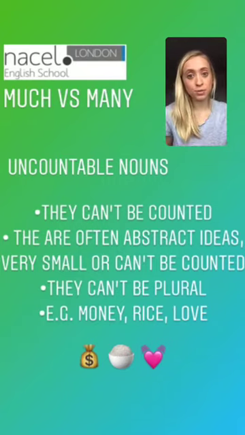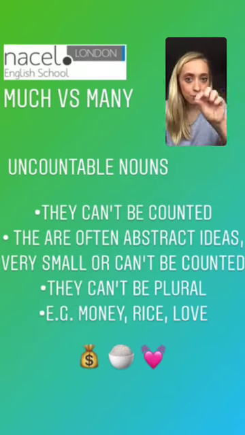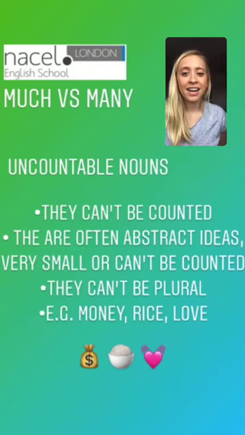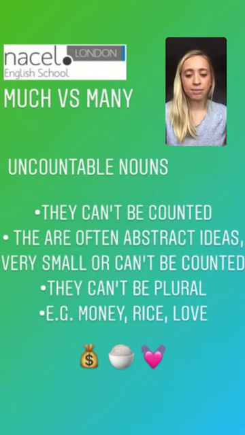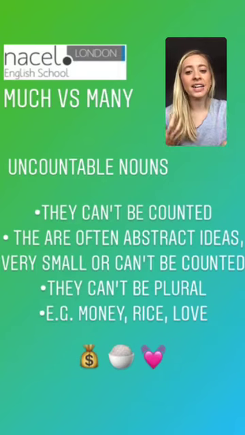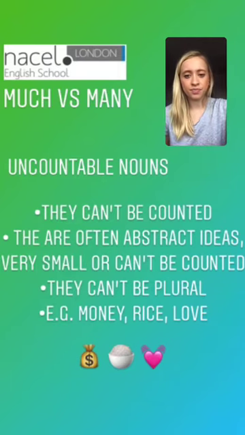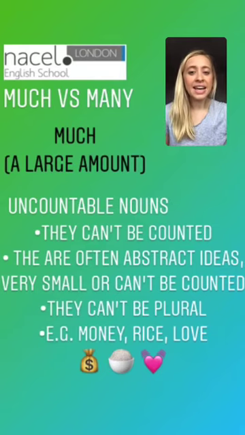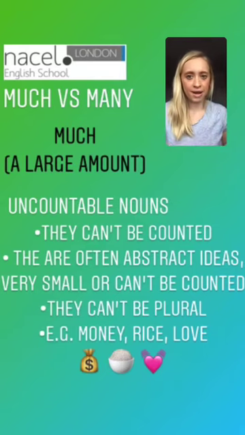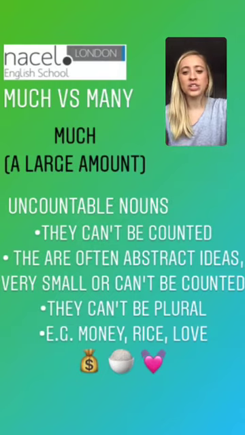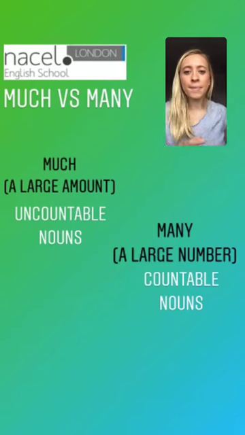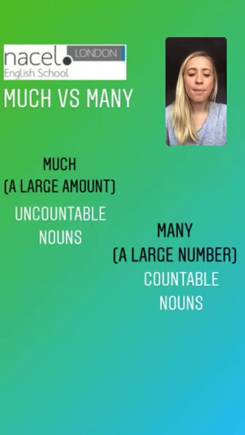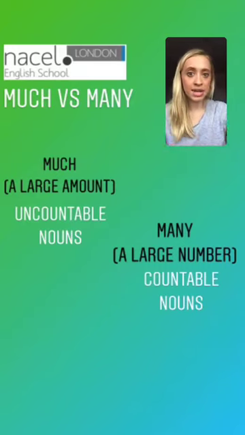Rice is too small to count. We cannot do 1 rice, 2 rice, 3 rice. It's too small. And love is abstract. It's an abstract idea. So these are uncountable nouns. And we use much with uncountable nouns. Again, this just means a large amount. Okay, so to recap, much is with uncountable nouns and many is with countable nouns.